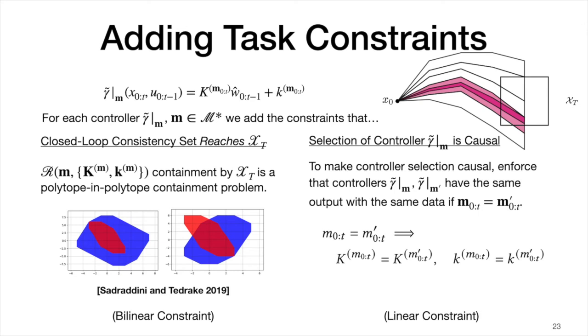If the prefix of two estimates, bold M and bold M prime, are the same, and the x's and u's are the same, then the output of both controllers should be the same. This can be written as a linear constraint in our work. And what this does is, it makes it so that if the adaptive controller chooses any bold M with the right prefix, the output will always be the same.